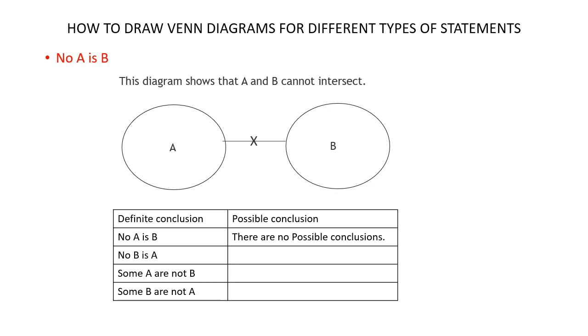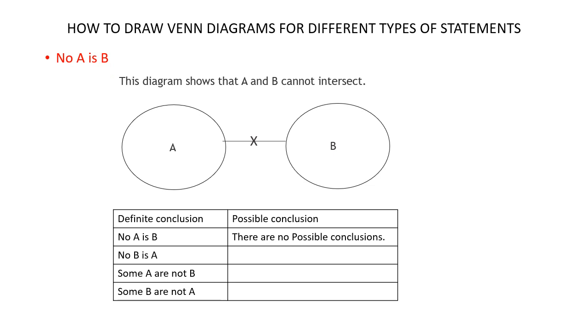Now let's learn how to draw a Venn diagram for the statement no A is B. As you know, Venn diagrams are drawn using circles. So here you have to draw a circle for A and a circle for B. Now the statement no A is B indicates that no element of A can be contained in B. That is, no element of A can have any relation with B. So circle A and circle B have to be distinct and separate.